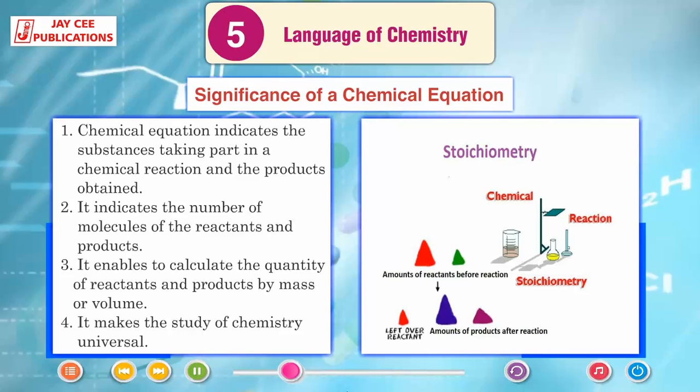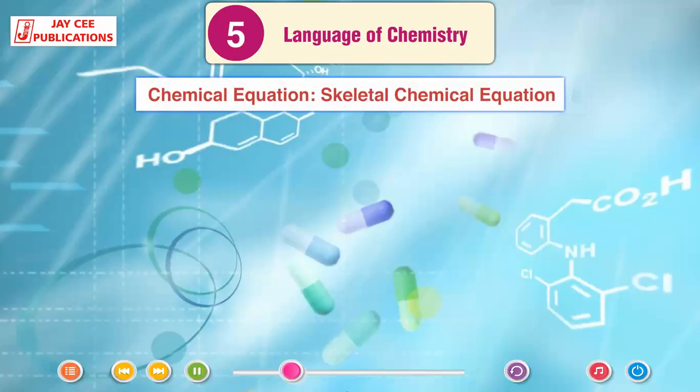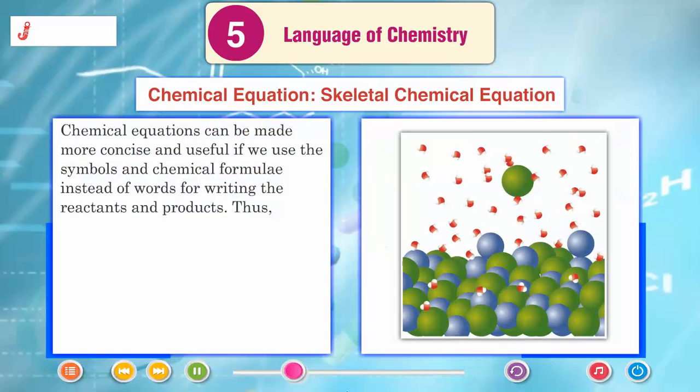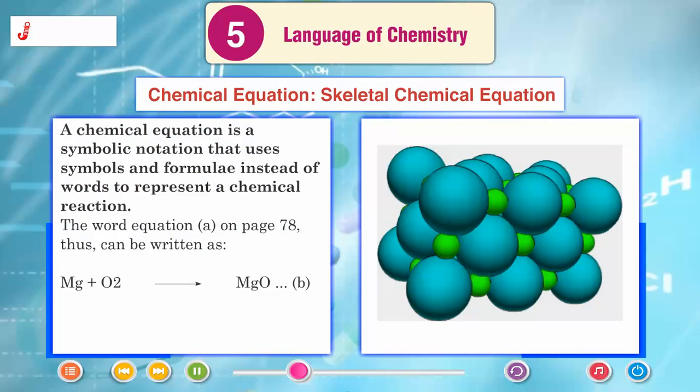It makes the study of chemistry universal. Chemical equation, skeletal chemical equation. Chemical equations can be made more concise and useful if we use the symbols and chemical formulae instead of words for writing the reactants and products. Thus, a chemical equation is a symbolic notation that uses symbols and formulae instead of words to represent a chemical reaction.